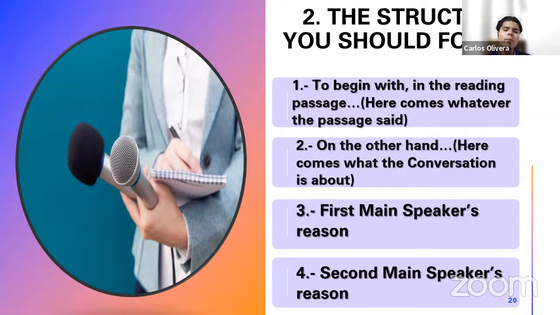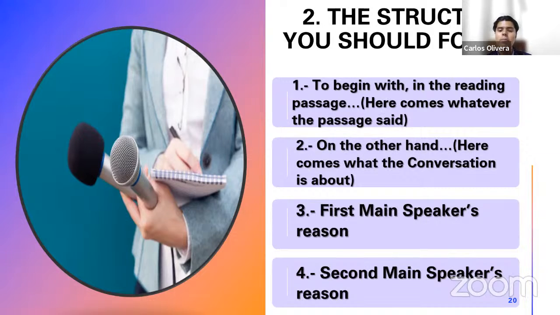So as you can see, the second step is basically the transition moment. It's where you start to talk about the conversation instead of the reading. And here you explain that there is somebody in the conversation who disagrees or agrees with this change. As I say, on the other hand, we have seen a conversation in which one student disagrees with this idea, and he says, and when you are about to say the first reason that the main speaker gave, then you are moving to the third and the fourth step.